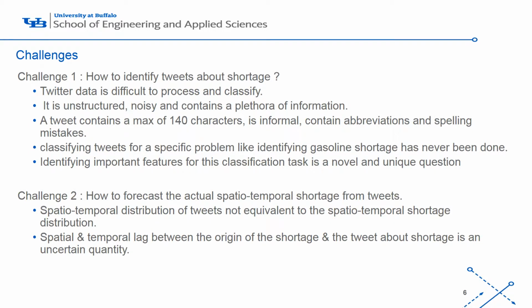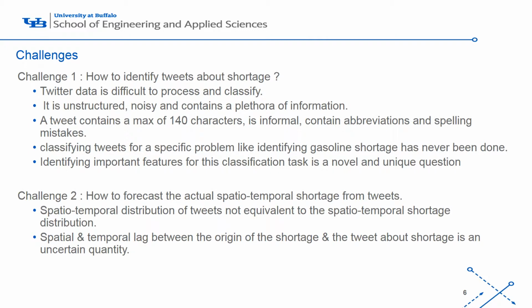So the challenges are: Twitter data is difficult to process and classify. It is unstructured, it's noisy, and contains all kinds of information which may not be relevant to what we're looking for. Also, a tweet has a maximum of 140 characters. It's usually informal. It contains abbreviations and spelling mistakes. And so all these things are quite common. So we need to classify tweets for a specific problem, like identifying gasoline shortage, and this has never been done before. And we want to identify important features of this classification task.